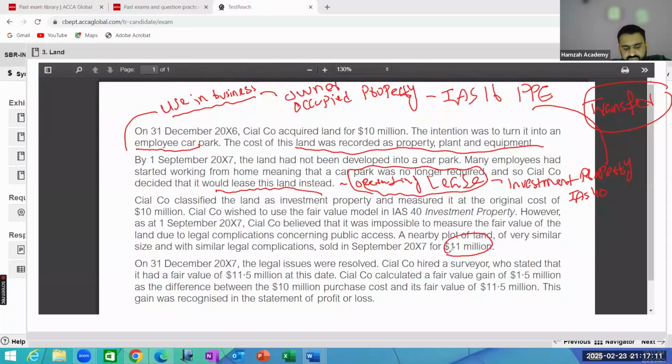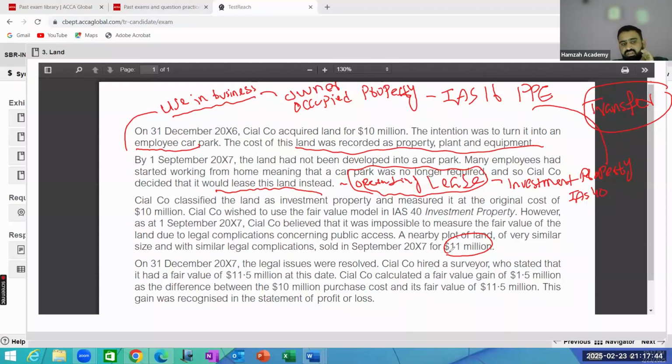On December X7, legal issues were resolved. C company hired a surveyor who stated that it had a fair value of 11.5 million. C company calculated the fair value gain of 1.5 million, the difference between 10 and 11.5 million, and recognized it in profit and loss. So the issue here is that they have treated the total gain of 1.5 million, the difference between 10 and 11.5, in the profit and loss account.